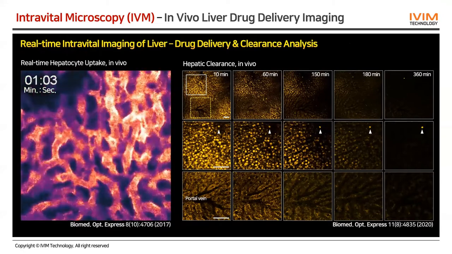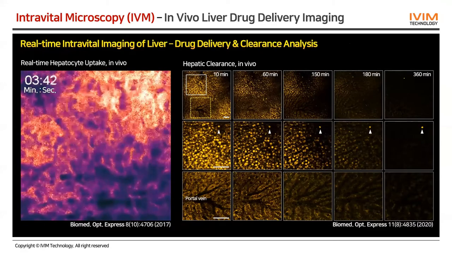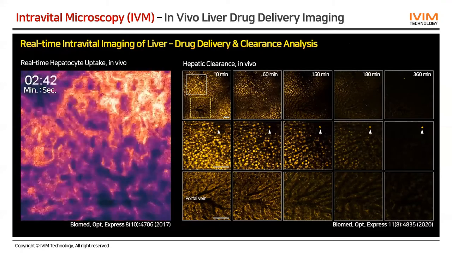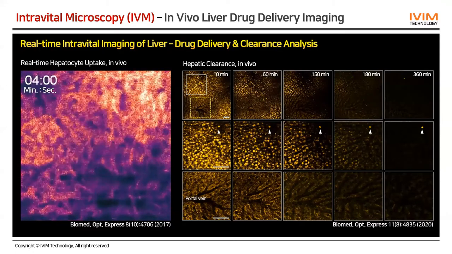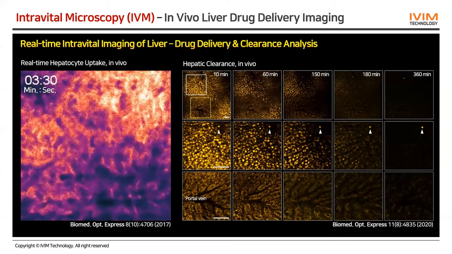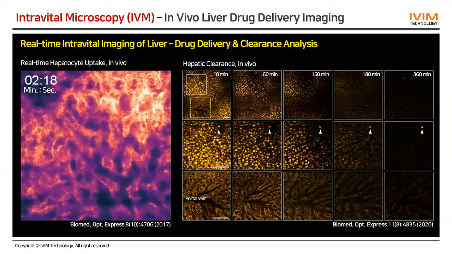But the good thing about intravital microscopy is that the animal is alive during the imaging, and then we can save the mouse. So this imaging can be a survival experiment. In other words, we can recover the mouse after the imaging, and then we can image the same mouse again.